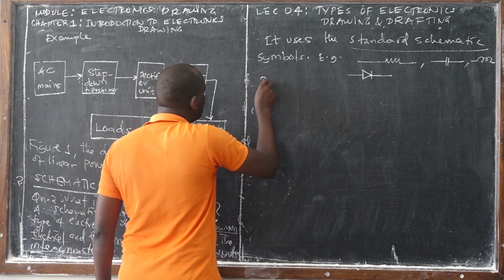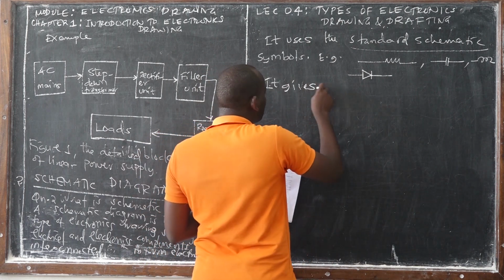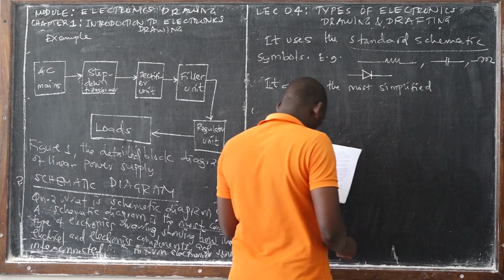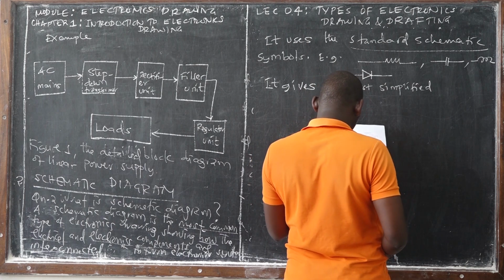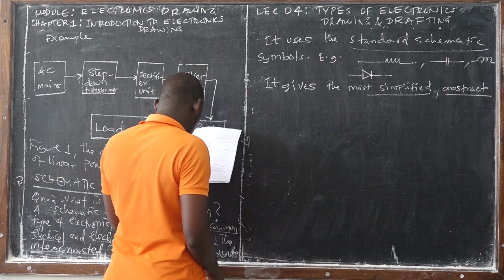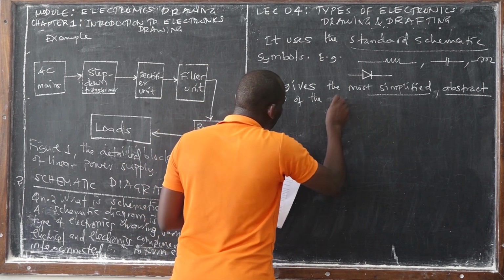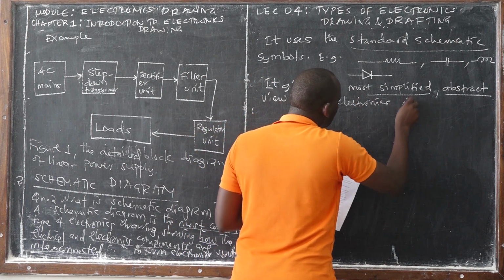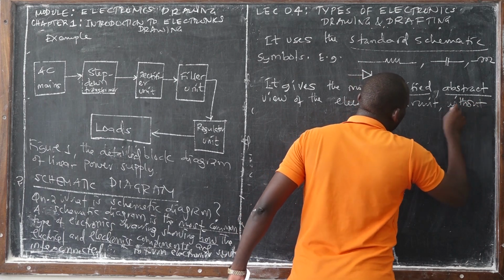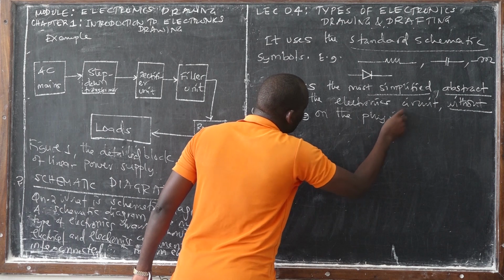So the schematic diagram gives the most simplified or abstract view of the electronic circuit, without focusing on the physical layout.